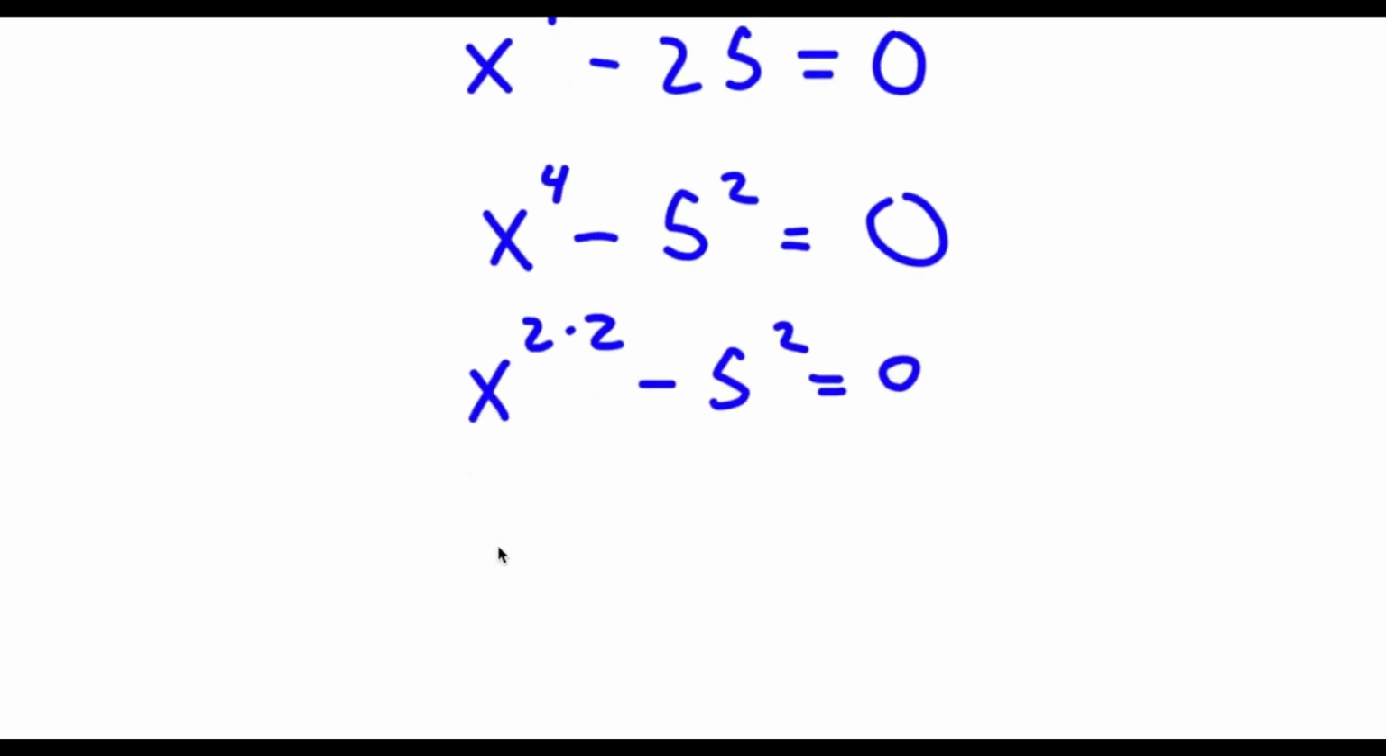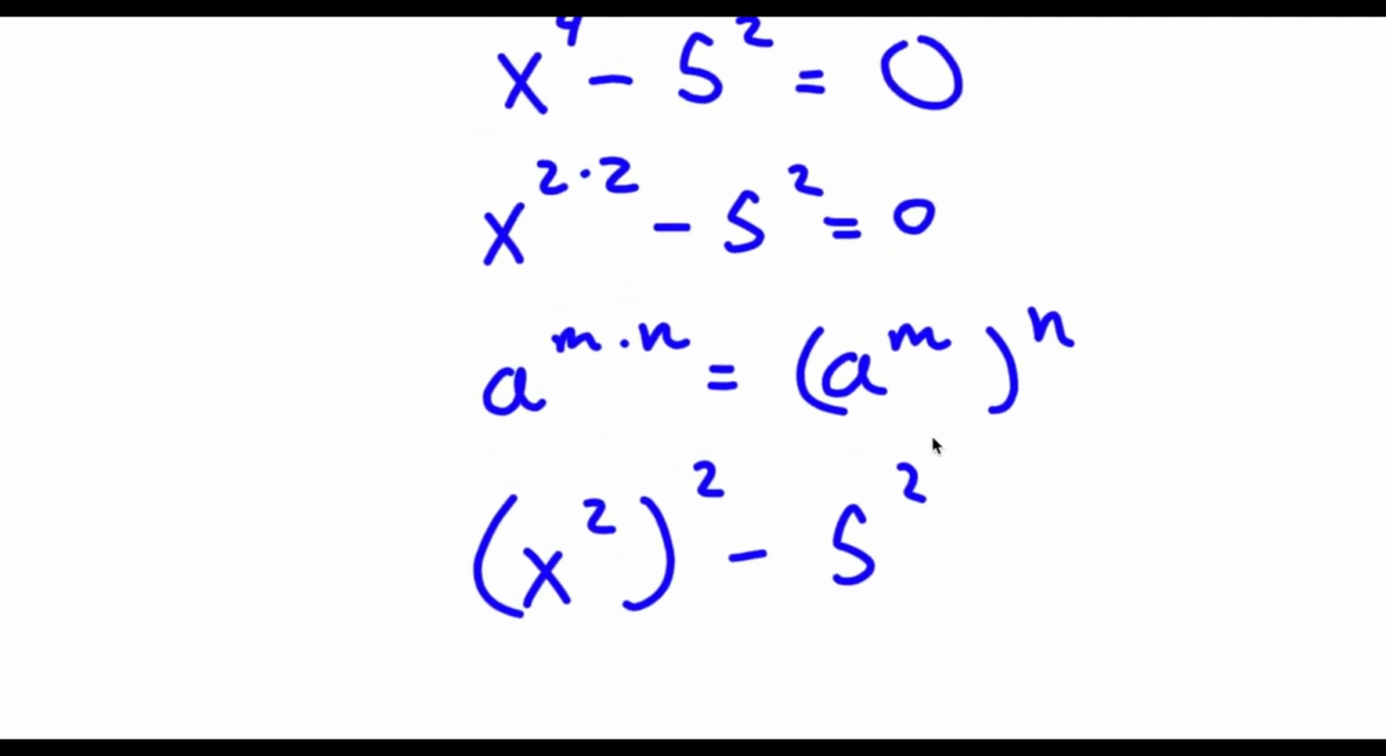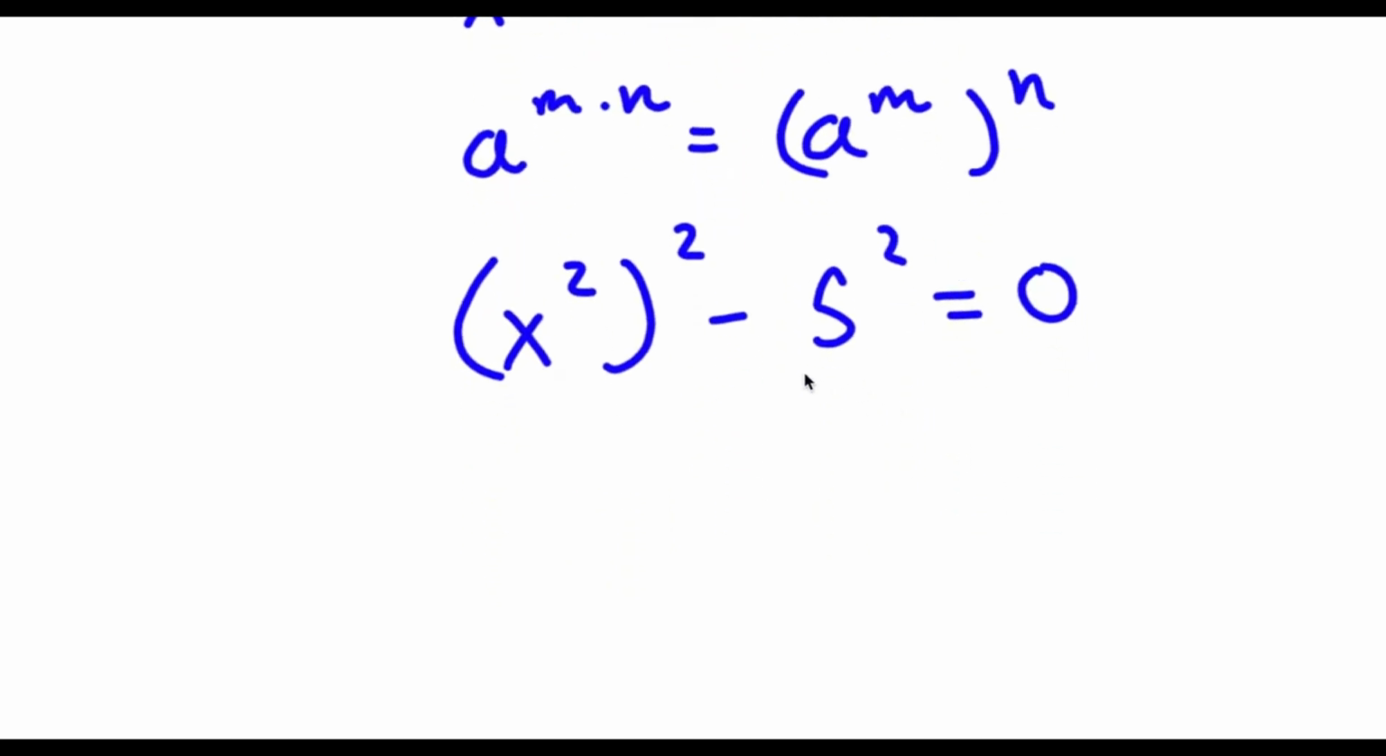And if I have something in the form a to the power of m times n, this is the same thing as a to the power of m to the power of n. So x to the power of 2 times 2, that's going to be equal to x to the power of 2 to the power of 2. So I have this minus 5 squared is equal to 0.